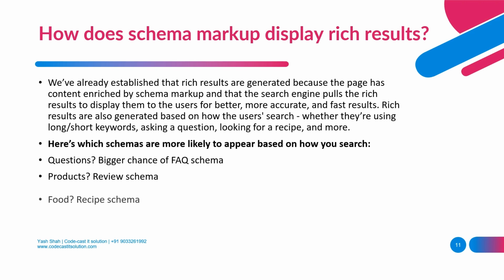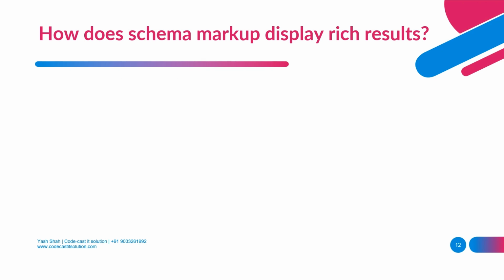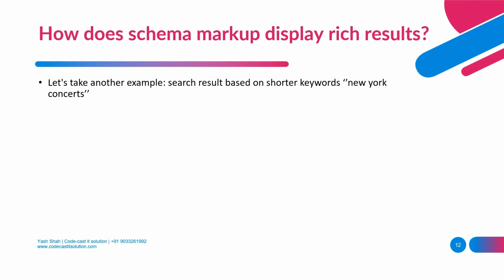Here's which schemas are more likely to appear based on how you search. Questions? Bigger chance of FAQ schema. Products? Review schema. Food? Recipe schema. Newsworthy? Articles and news. Let's take another example. Search result based on shorter keywords: New York concerts.